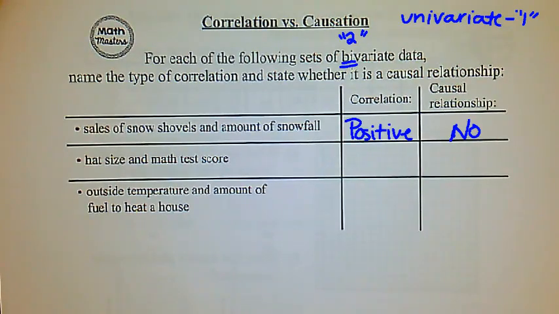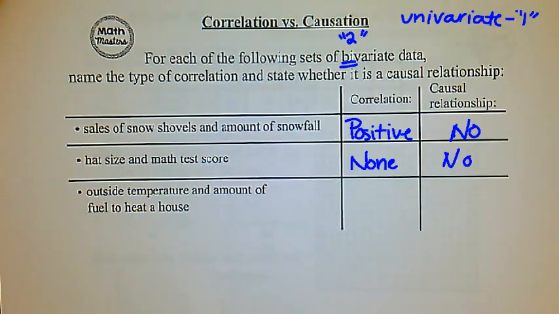Okay, because maybe they already have snow shovels. So, you know, if it snows a lot, they might have snow shovels already. So just because there's more snow does not necessarily mean that you're going to buy more snow shovels. A hat size and a math test, those have no correlation, and it is not a causal relationship.